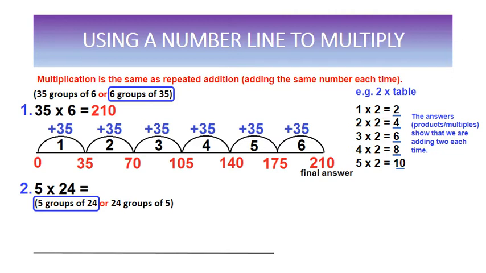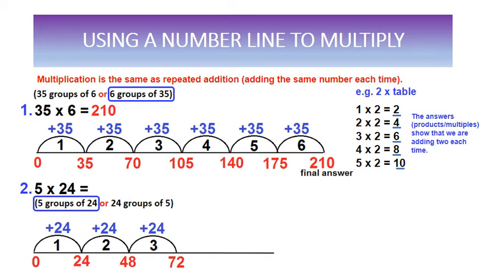We draw our number line, we put a 0 at the front, and now we're going to count on 5 groups of 24. So add on 24, that's one group, comes to 24. Second group comes to 48. Third gives us 72. Add on another 24, gives us 96. And then the fifth group gives us 120. And that's our final answer.